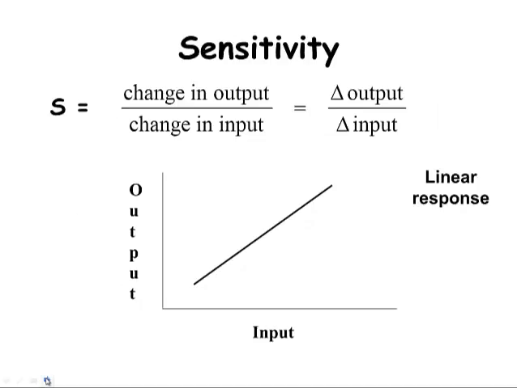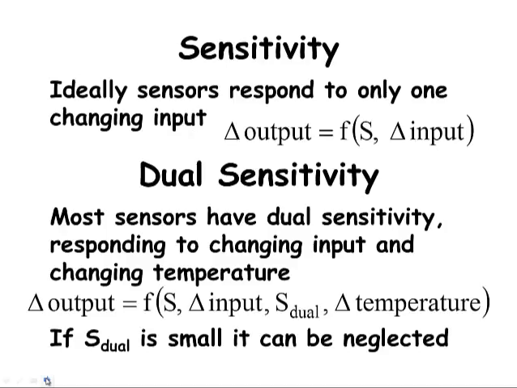Sensors interact with the world. They sense a change, an input change as the world changes, which produces an output change which we use to measure the input change. The ratio of the output change to the input change is defined as the sensor or transducer sensitivity. This ratio is shown as the slope of the lines drawn on the graph. The graph is a plot of the sensor output on the vertical axis versus the sensor input on the horizontal axis.